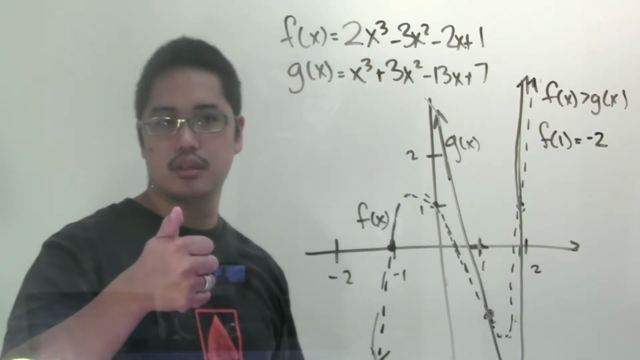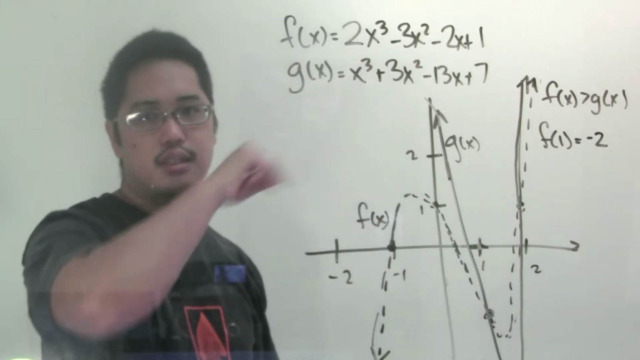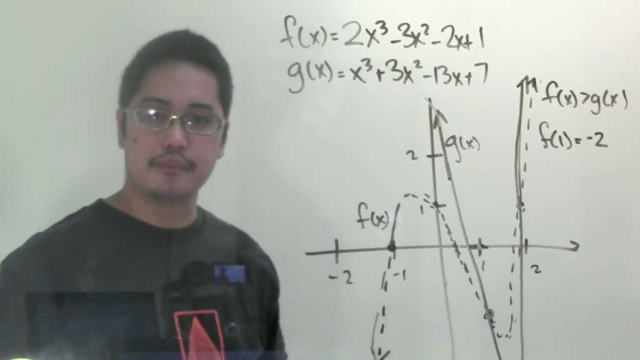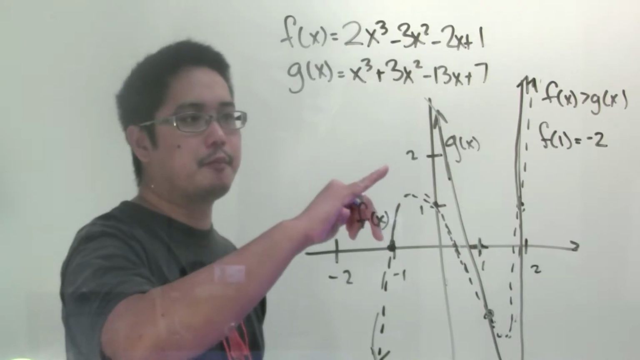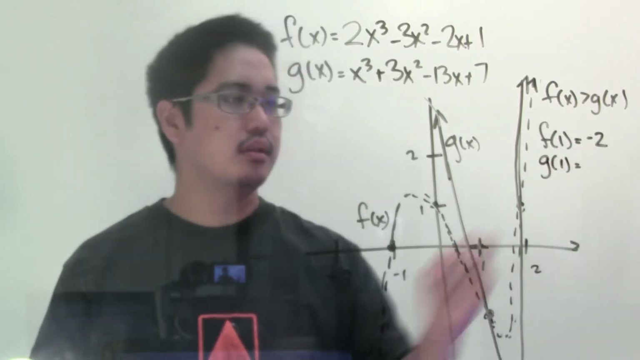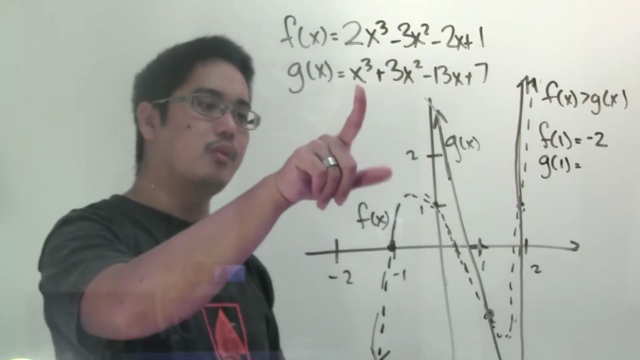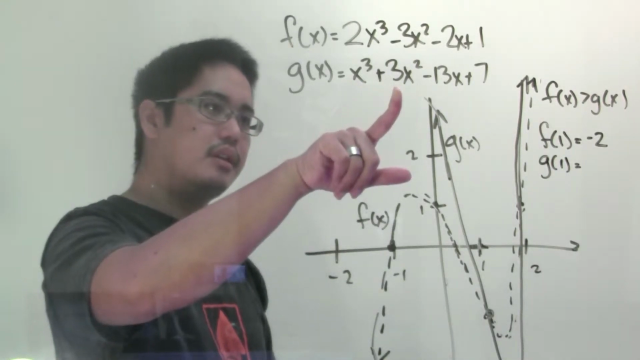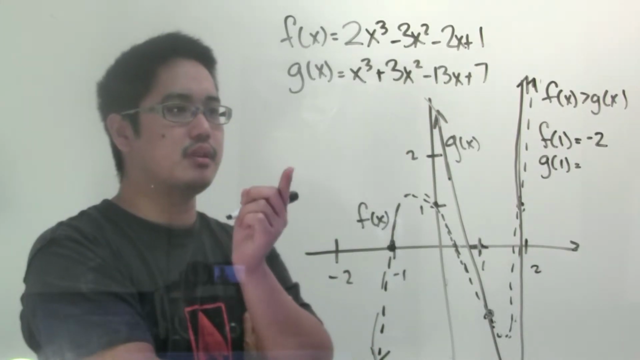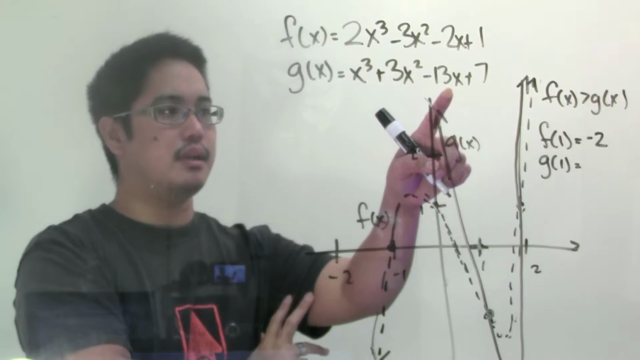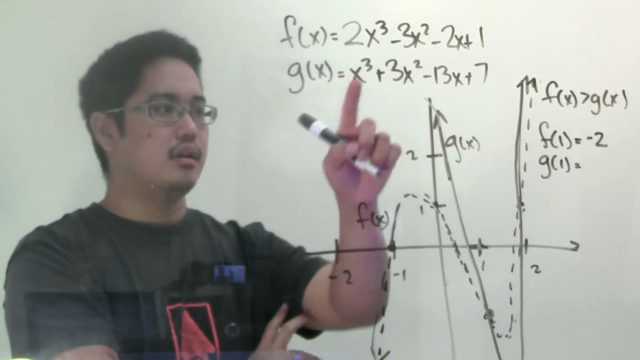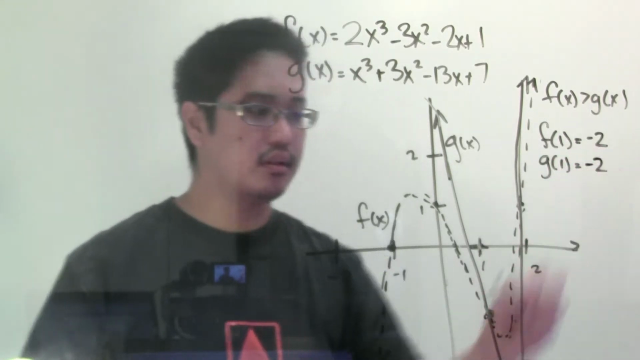Right? We good? All I did was plug in 1 into this point right here. Now, if I plug in, what is g of 1? That would be 1 plus 3 minus 13 plus 7. So 1 plus 3, and 3 minus 13 makes negative 10. Plus 7, that's negative 3. Oh, hey, that's negative 2 as well.